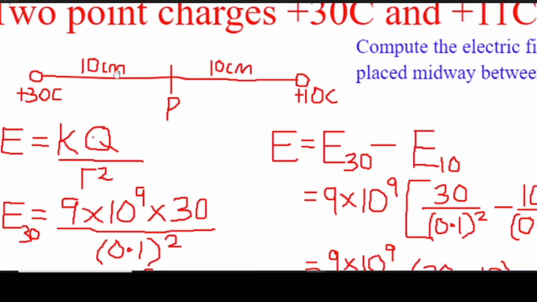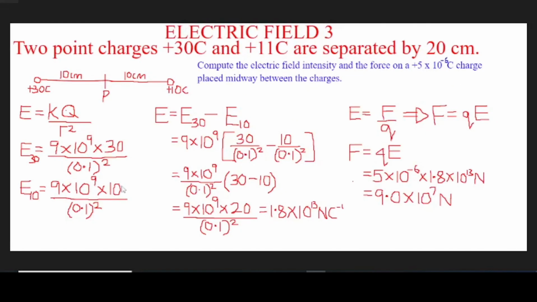0.1 is the distance between the 30 coulomb charge and point P. That is 10 centimeter. If we convert the 10 centimeter to meter, that will be 10 divided by 100, and that will give us 0.1, then square from the formula.